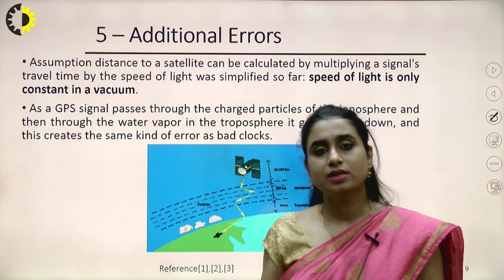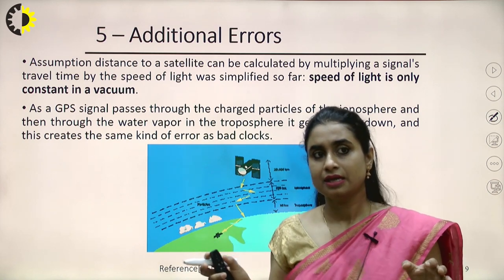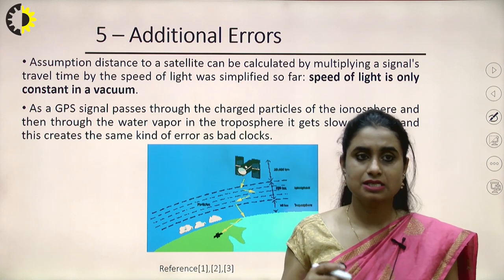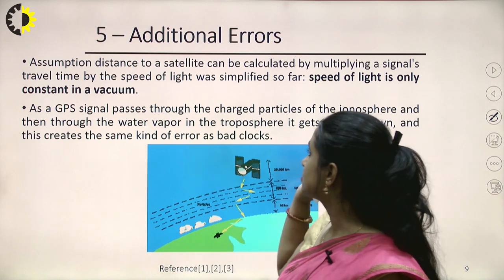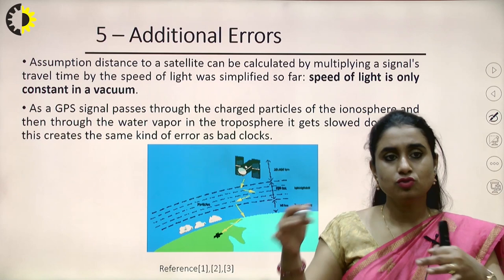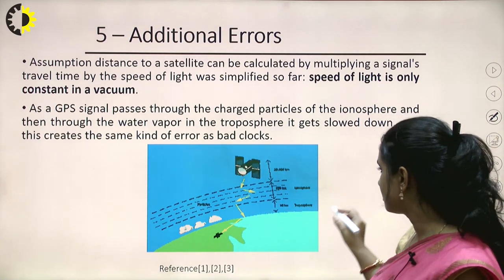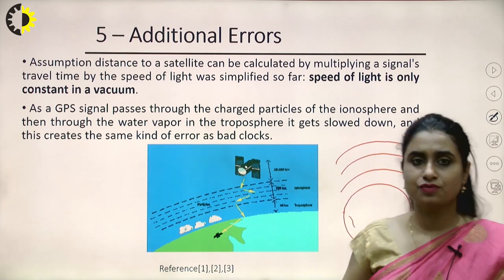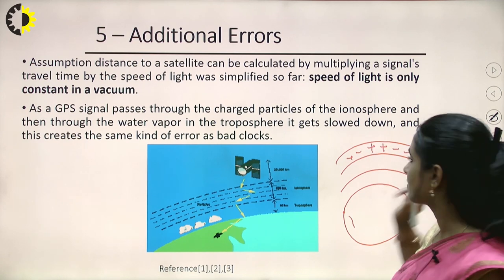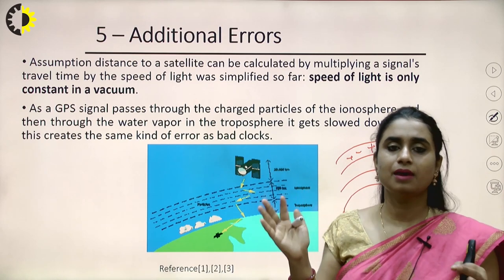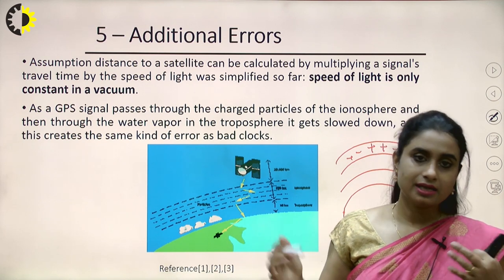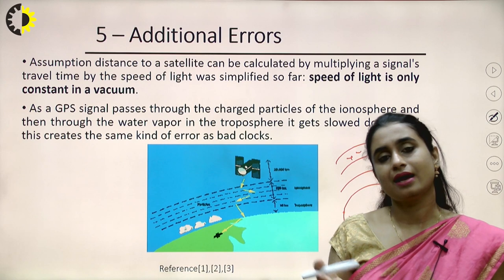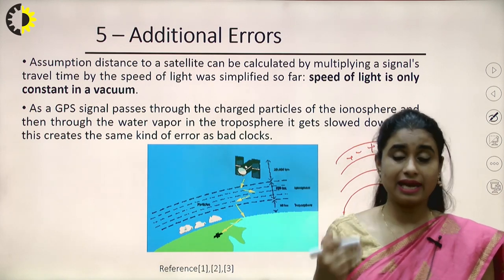If we talk about some additional errors, what are other errors apart from the dislocation of satellite? These errors could be: assume distance to satellite can be calculated by multiplying a signal's travel time by the speed of light, which is true. As the GPS signal passes through the charged particles of the ionosphere, then through the water vapor, we know beyond Earth we do have different layers: stratosphere, troposphere, ionosphere. Right, the ionosphere will have densely charged ions. There are chances that waves will be reflected back, or they'll somehow get attenuated. And in the troposphere there is a lot of water vapor, so the waves will get slowed down. And this creates the same kind of errors as a bad clock. So it depends on weather condition as well. It depends on day and night signals.